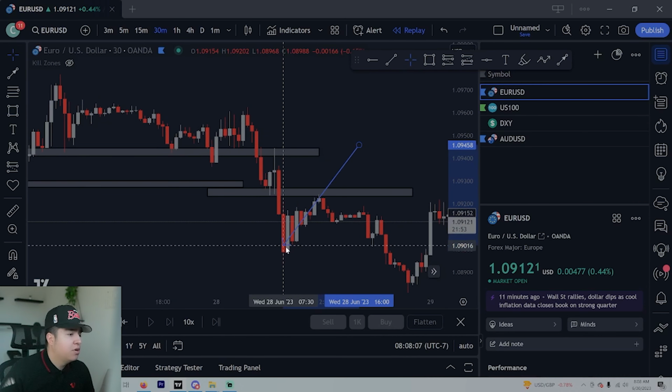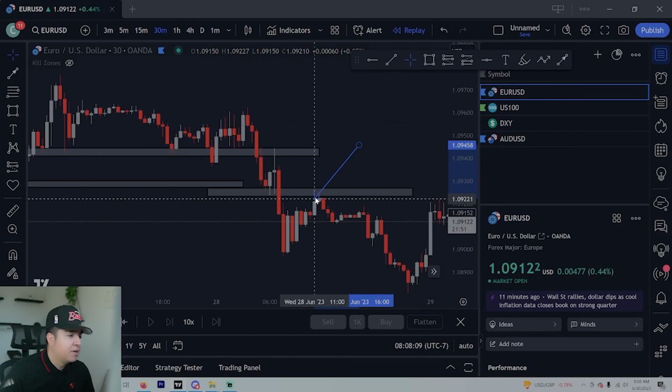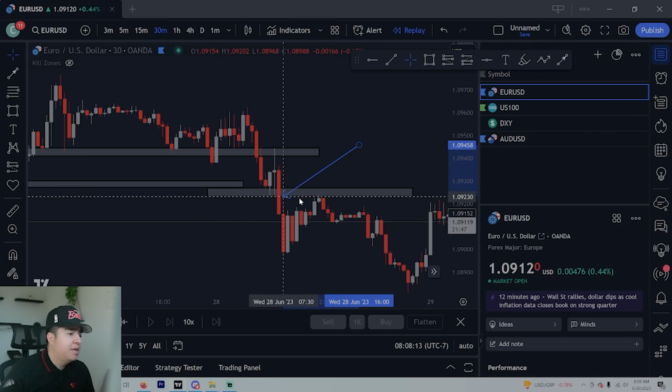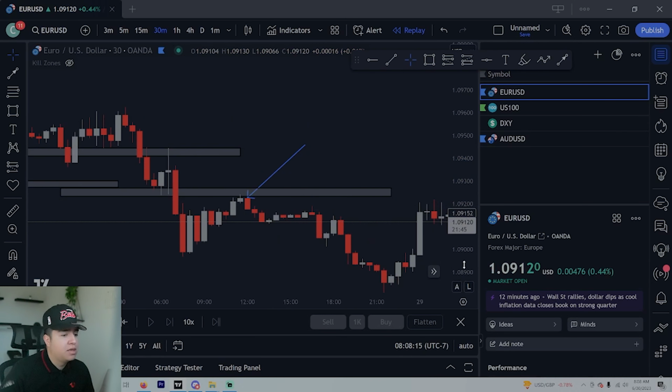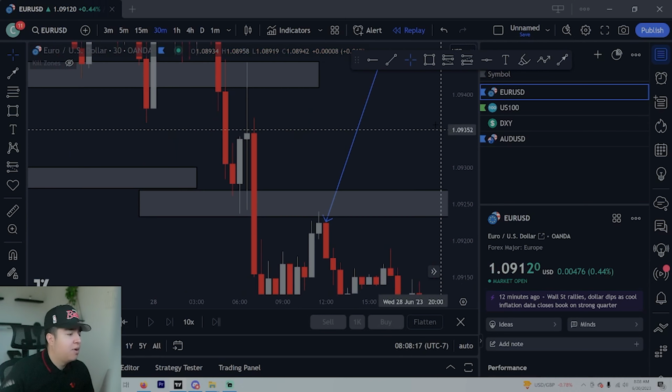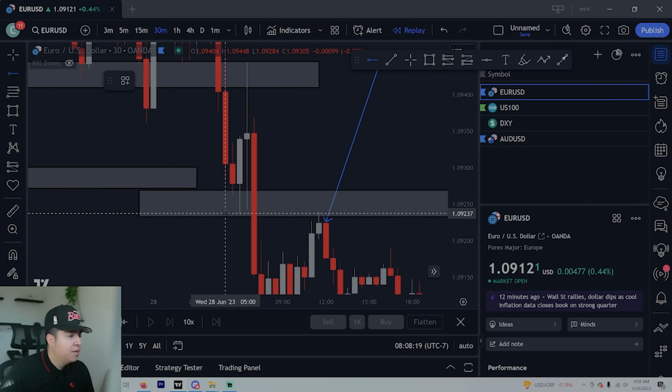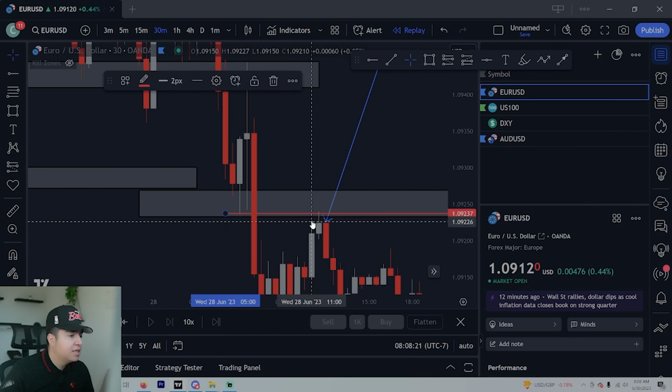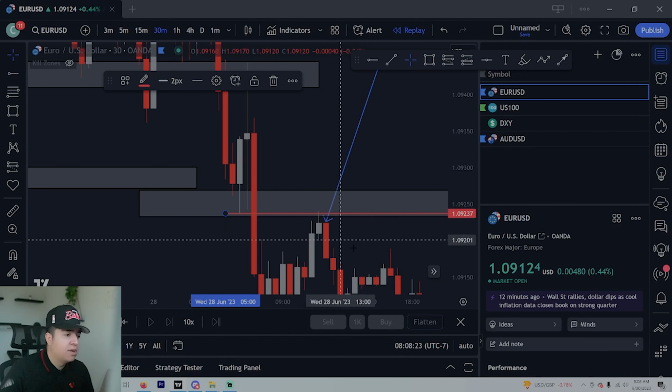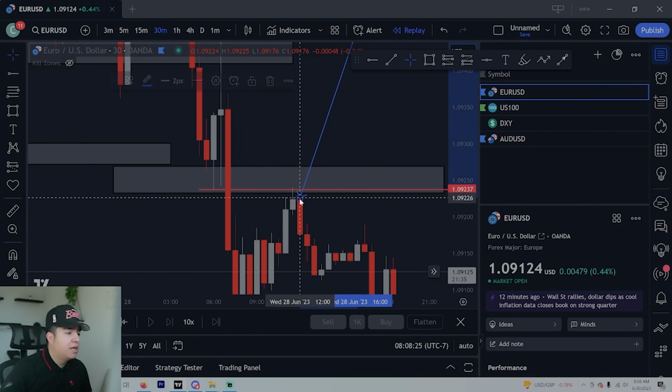So we broke through. Some people might have entered right here. They might have entered right here, which is kind of valid, but it's not tapping it 100%. If I just zoom in, it's almost there, but it's not quite there. Let me take a line and put it at the tip of this candle right here. You can see this candle is not touching it, so we're not ready yet. We need it to come tap.